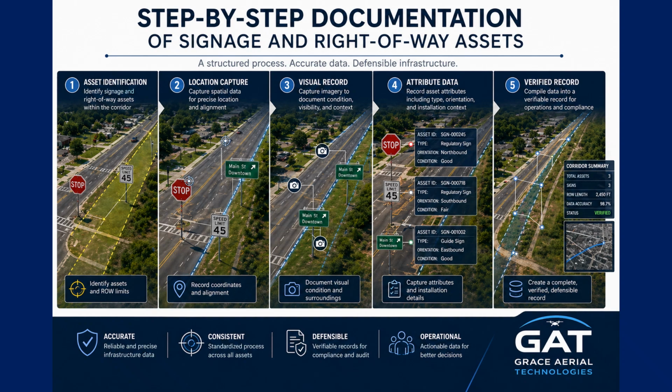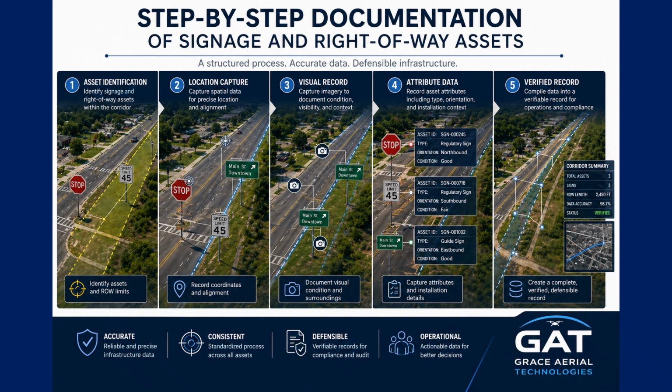After understanding the different types of documentation that are required, let's look at how signage and ROW are documented. The step-by-step documentation of signage and right-of-way assets: documentation begins with identifying signage and right-of-way assets within a defined corridor or area. Spatial data is captured to establish precise location and alignment.